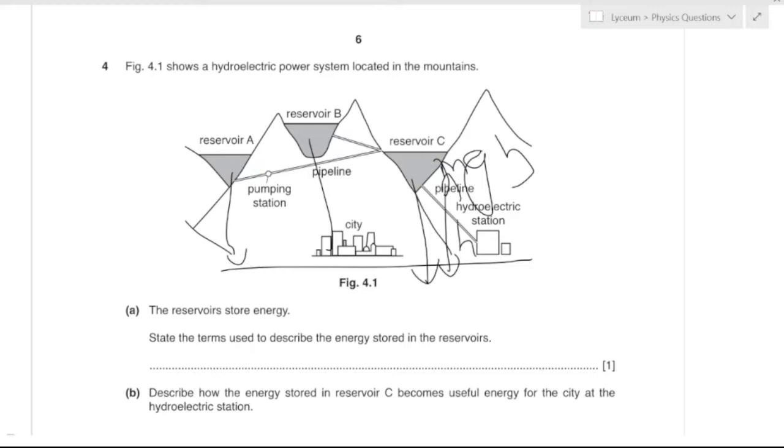So when electricity needs to be produced, water is transferred from reservoir C to the hydroelectric station, due to which the turbine rotates and the generator rotates and provides electrical energy. And this can be done at any particular moment of time, and the same water can be used again and again at the hydroelectric station. So for the first question, the answer would be gravitational potential energy.